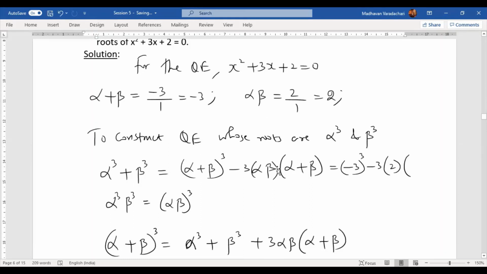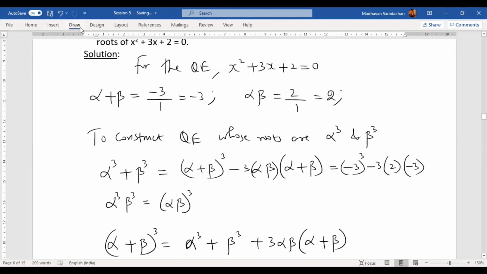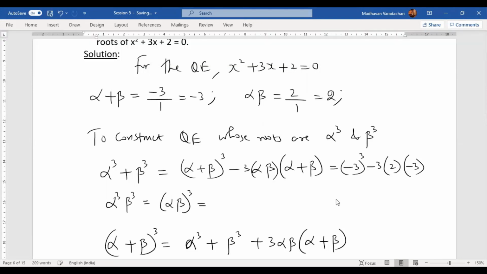Again, alpha plus beta is known to be minus 3. Substituting that, what is this? Let me rub it and write it below. This we know it is 2 cube. 2 cube is 8. Let me put a box here.